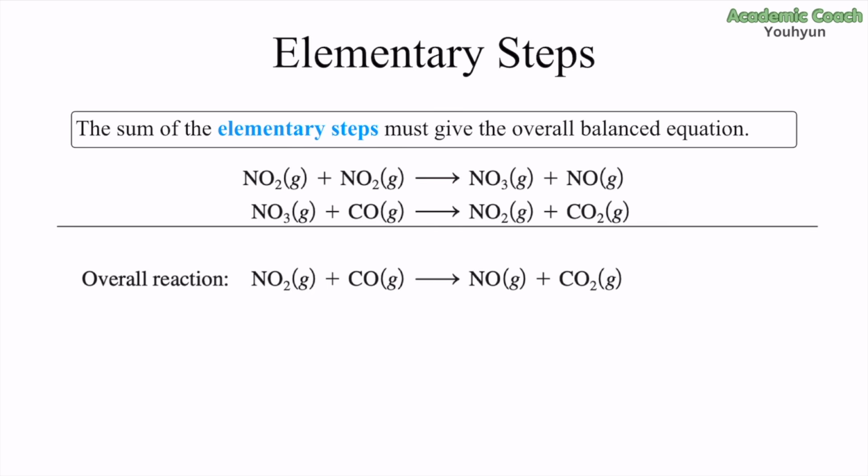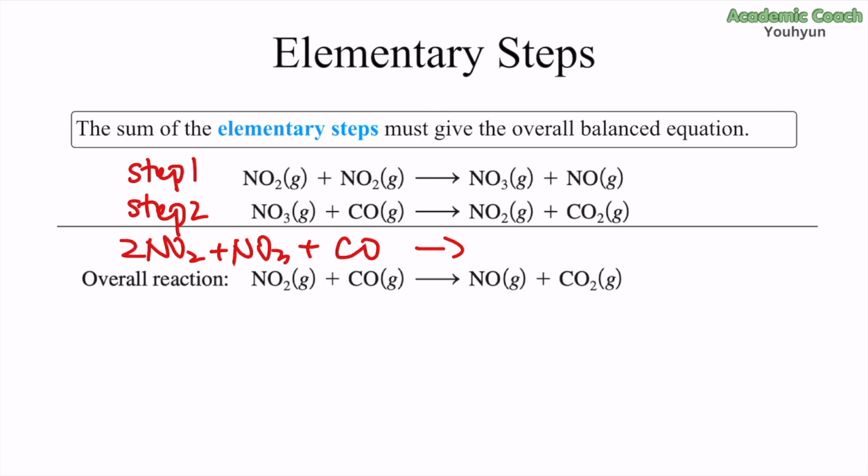So, for example, let's say we have this overall balanced equation of nitrogen dioxide reacting with carbon monoxide to produce nitrogen monoxide and carbon dioxide. And these are the proposed elementary steps. This is step 1, and this is step 2. Okay. Then when we add them up, this is what happens. For the reactant side, we will see 2NO2, 1NO3, and then 1CO. On the product side, I will see 1NO3, 1NO, 1NO2, and 1CO2.